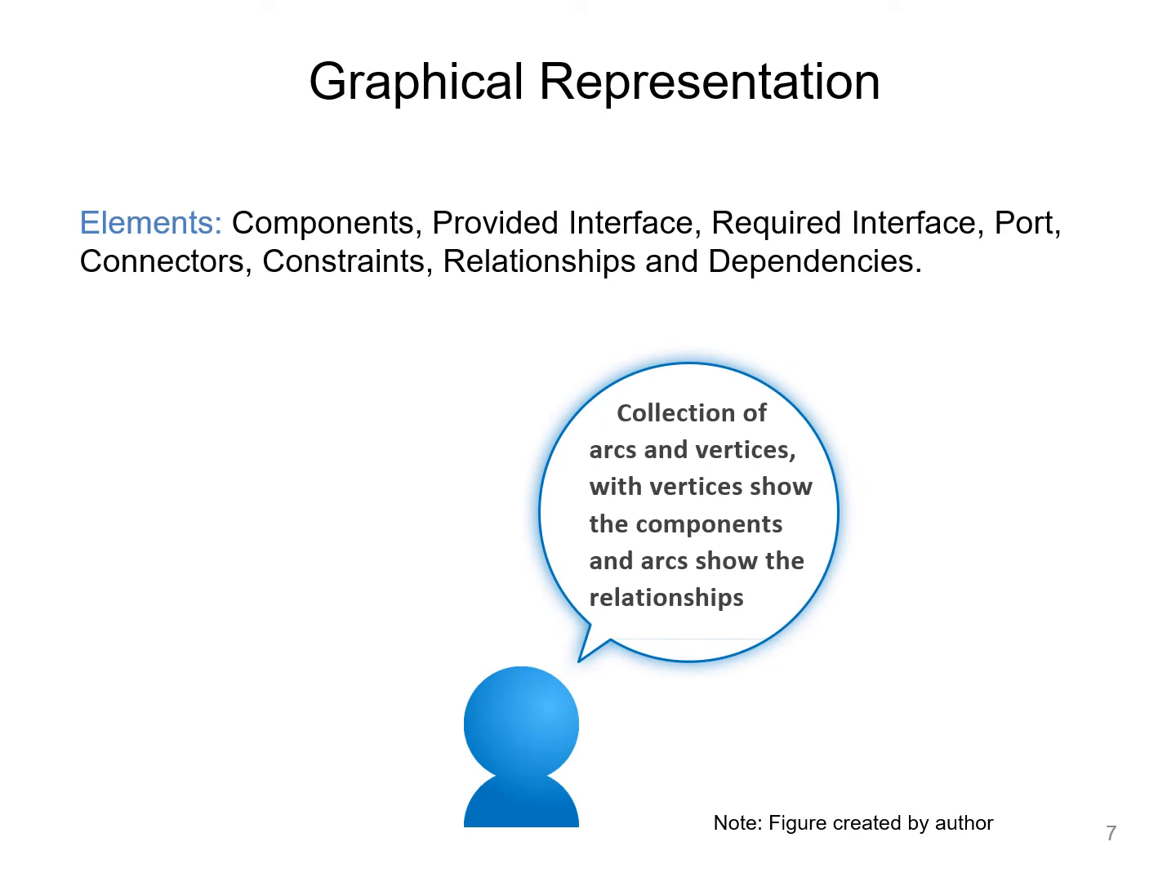Let's discuss how we can make a component diagram in graphical format. It's a collection of arcs and vertices, where vertices show the components and arcs show the relationship between those components. Major elements of component diagram include components, provided interface, required interface, port, connectors, constraints, relationships, and dependencies.